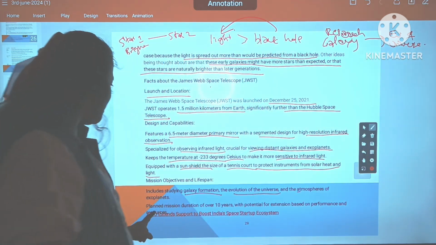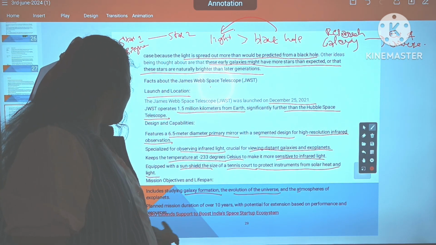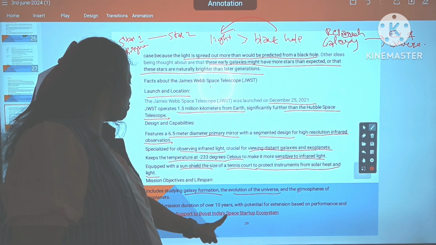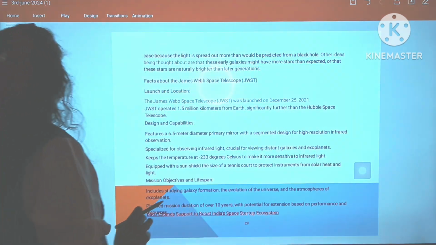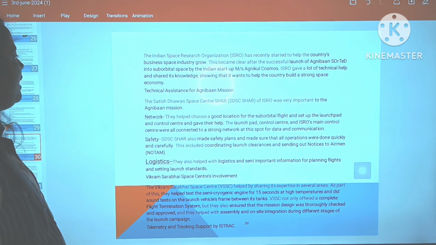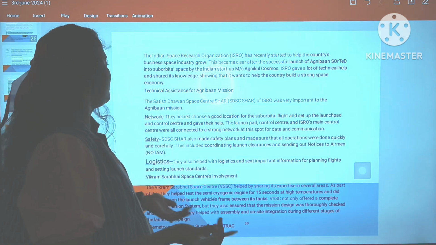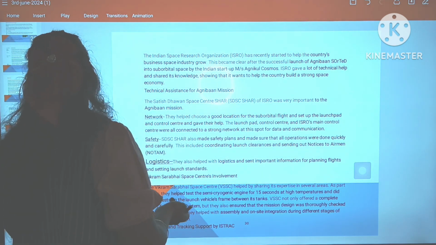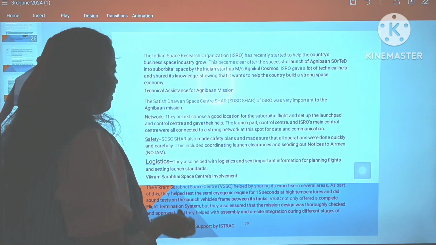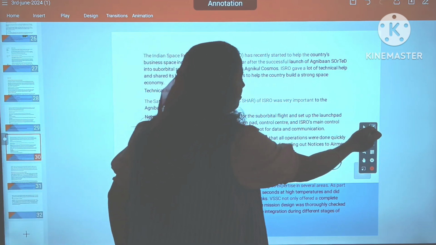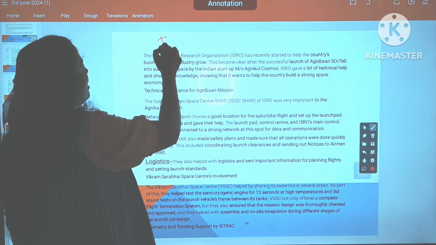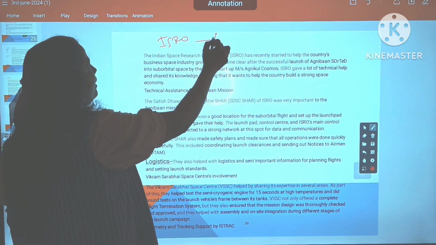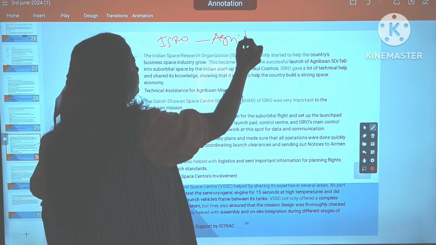Okay, the next topic is ISRO extends support to boost India's space startup ecosystem. Means ISRO is helping in India's space operations. Recently we saw Agnibaan was launched. Agnibaan was launched from Sriharikota. So in this also ISRO has helped a lot in the Agnibaan launch.